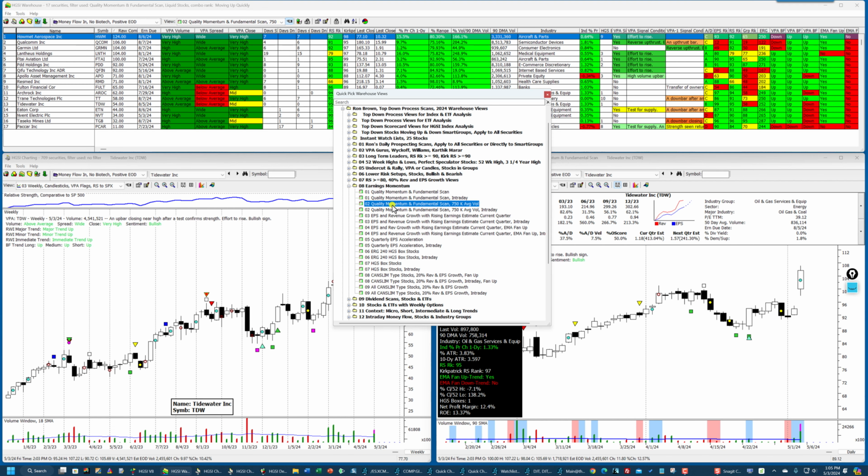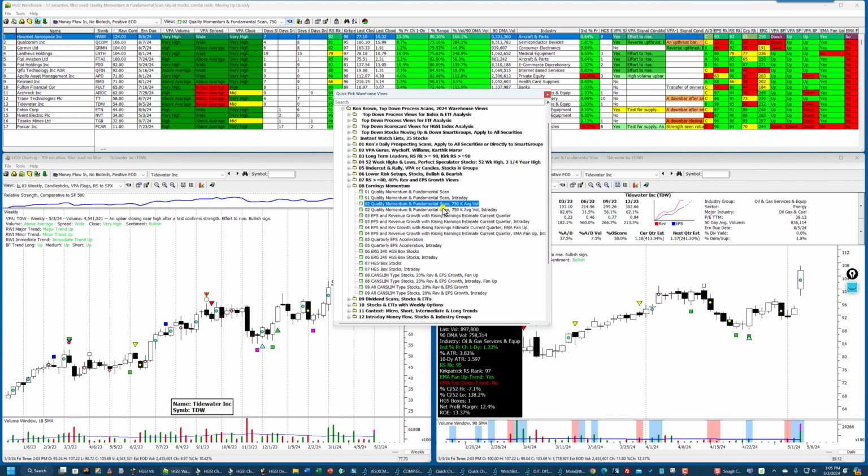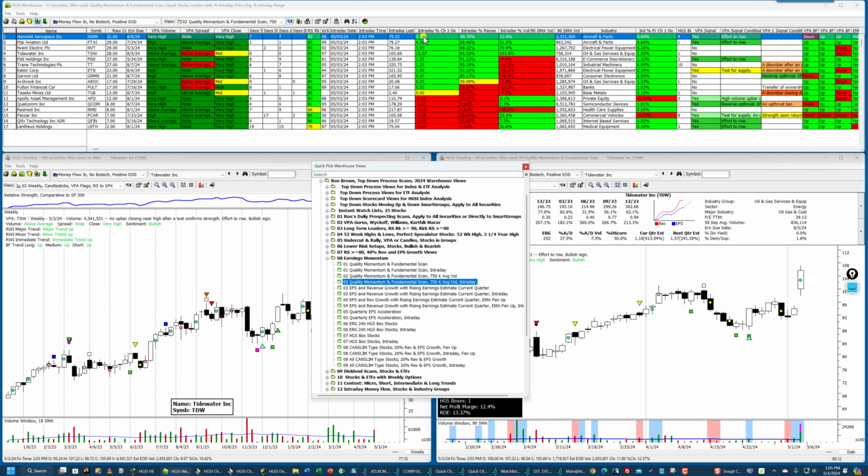Now, if you want to limit it to stocks that trade 750,000 average volume, that cuts the number down from 38 to 17. So these are much more liquid. And looking at these, you can see that several of them are up to date.